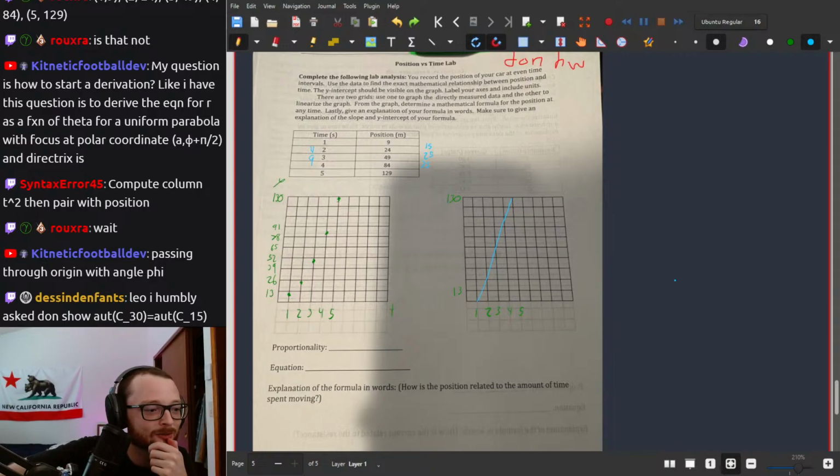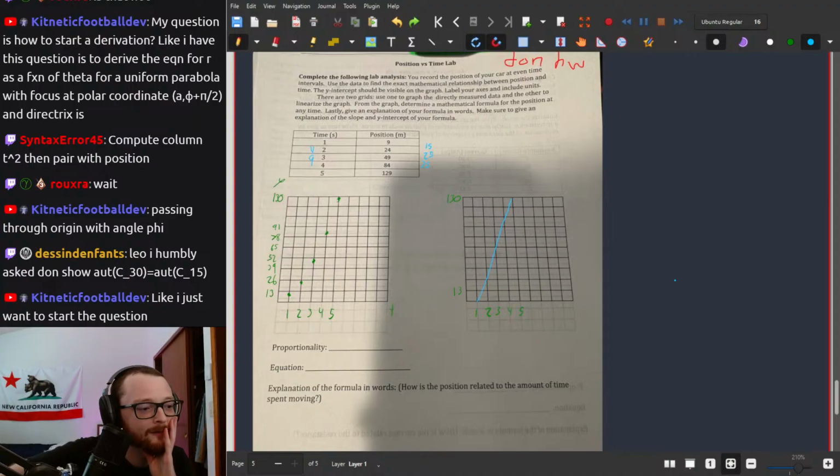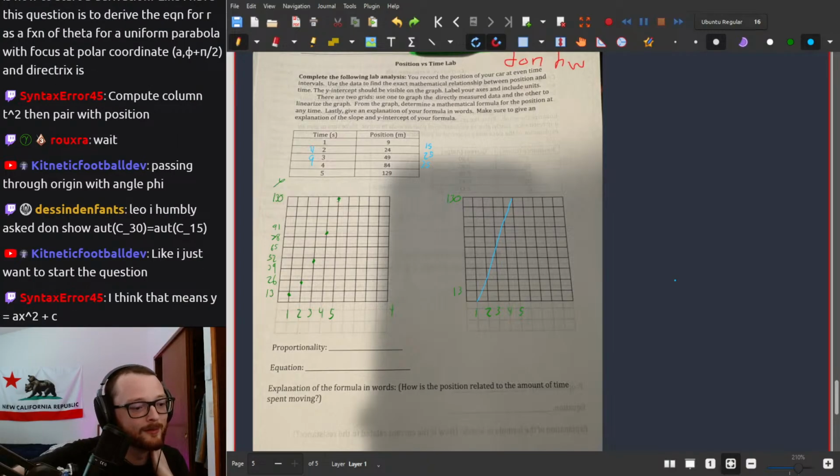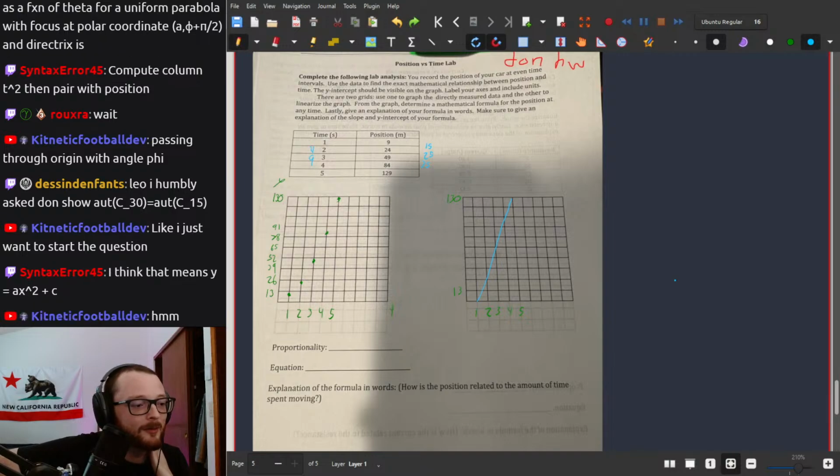How do you start a derivation? The question: you have to derive an equation for r as a function of theta for a uniform parabola, with the focus at the polar coordinate origin, passing through the direction of the angle phi. That sounds really complicated. All you can do is think about what you do know and write out facts that you have that may or may not be helpful. I don't have a very good answer for you for that one, kinetic football dev, but you're probably being asked the question because you have the tools to solve it. So think about the tools that you have.